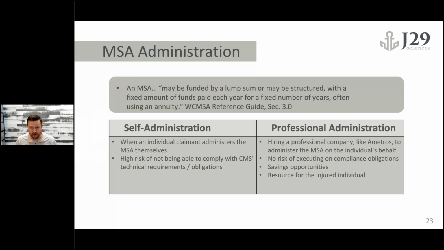their Medicare benefits. So professional administration involves hiring a professional company like Amitros to administer the MSA on the individual's behalf. And you shift all that risk of an individual not being able to do this to a competent company. There's also savings opportunities. There's resources for the individual. And it's the reason why Medicare says they highly recommend professional administration. So we have the allocation, we have how you can fund it, and now we have how you can administer it, those options, and we'll keep moving on down our kind of decision tree of MSAs.